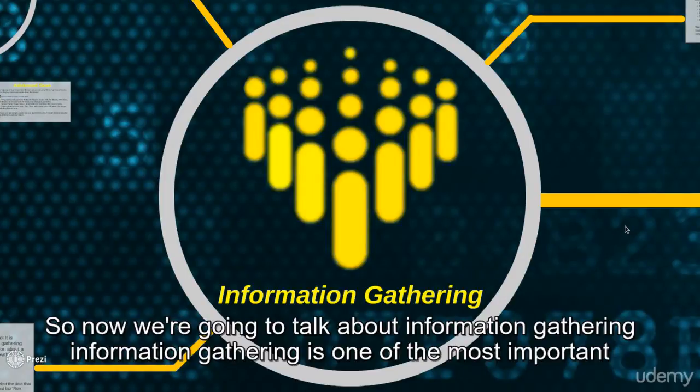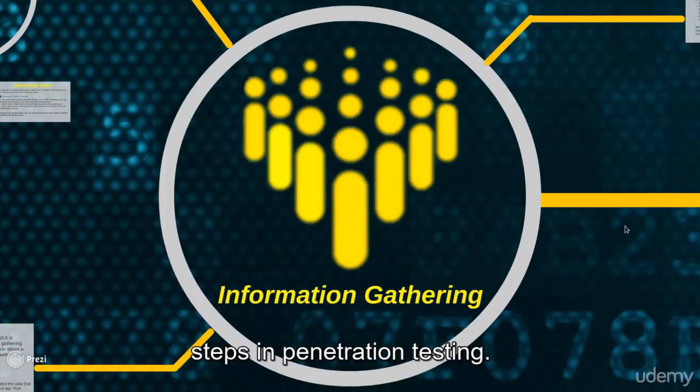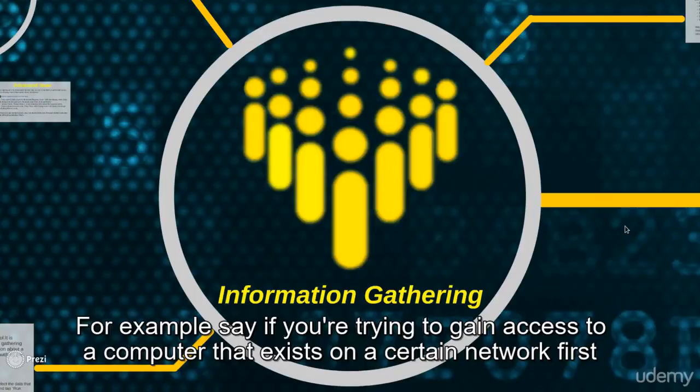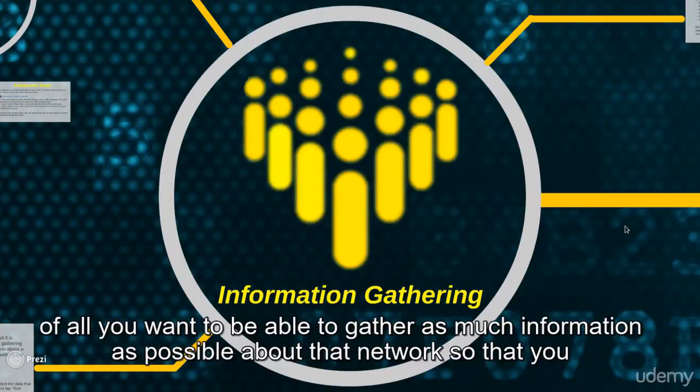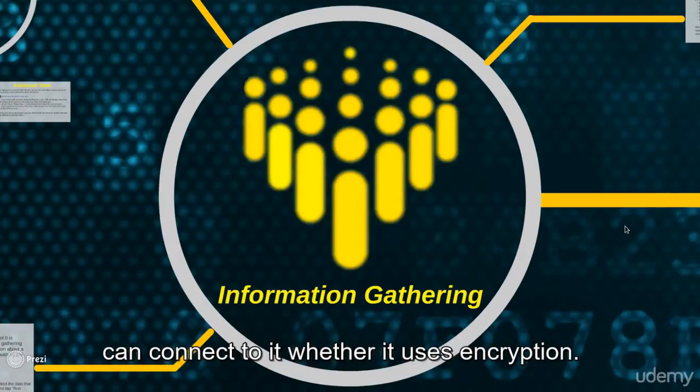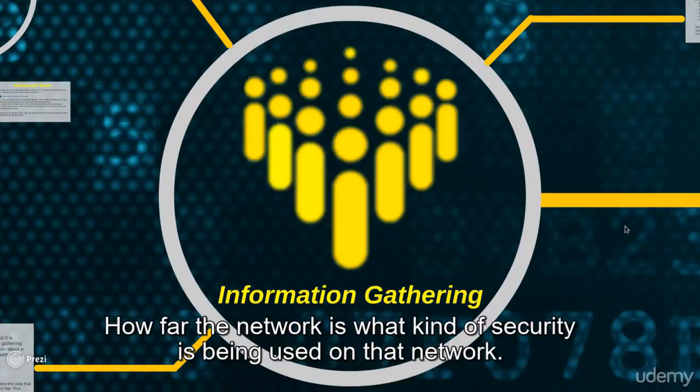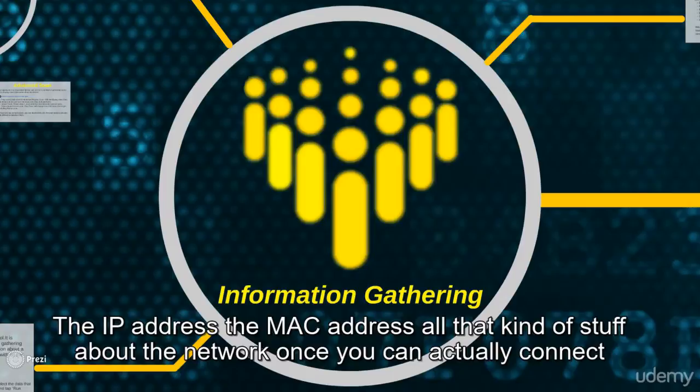So now we're going to talk about information gathering. Information gathering is one of the most important steps in penetration testing. For example, say you're trying to gain access to a computer that exists on a certain network. First of all, you want to gather as much information as possible about that network so that you can connect to it: whether it uses encryption, how far the network is, what kind of security is being used on that network, the IP address, all that kind of stuff about the network.